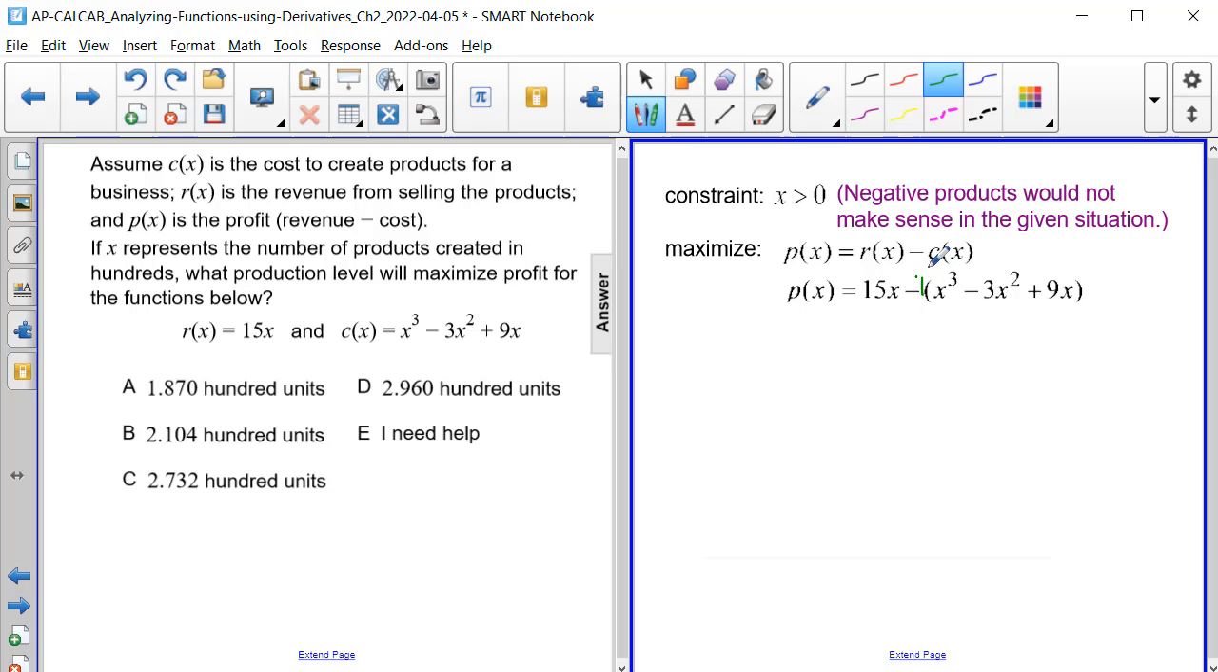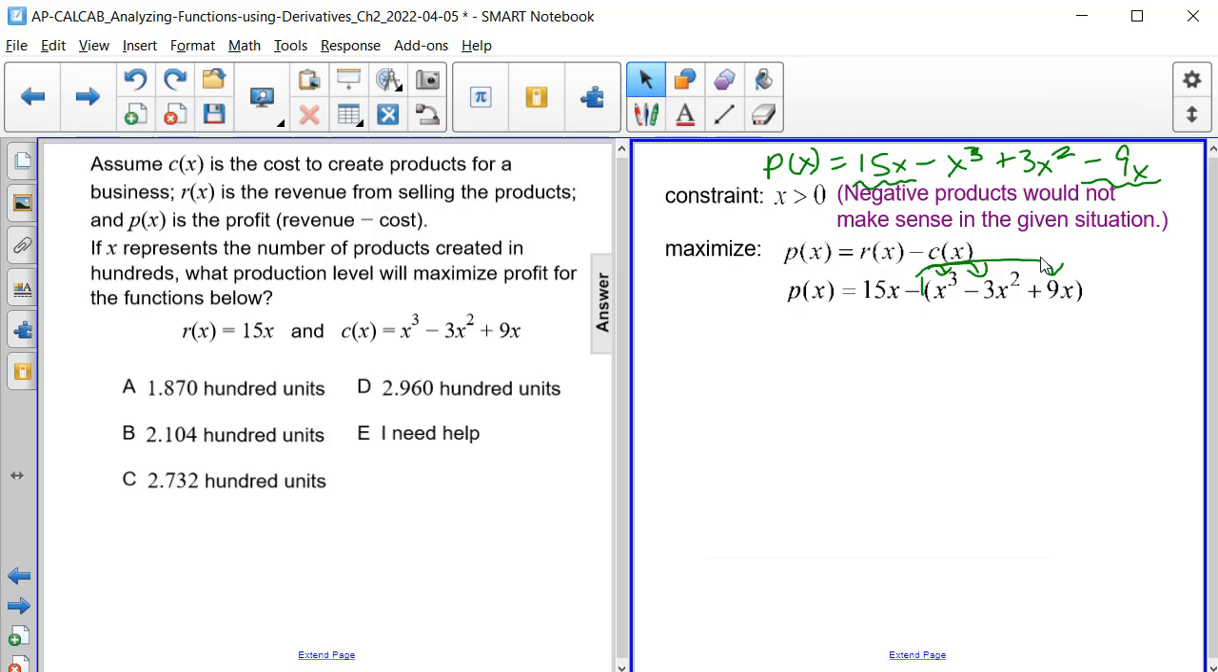We're going to take our -1 that's outside and distribute it through to all three of our terms. So we would have that P of X can be written as 15x minus x to the third plus 3x squared minus 9x. And now we have a 15x and a -9x. They can be combined together to be 6x. We're still going to have the negative x to the third and the plus 3x squared, but then we're going to have plus 6x at the end.